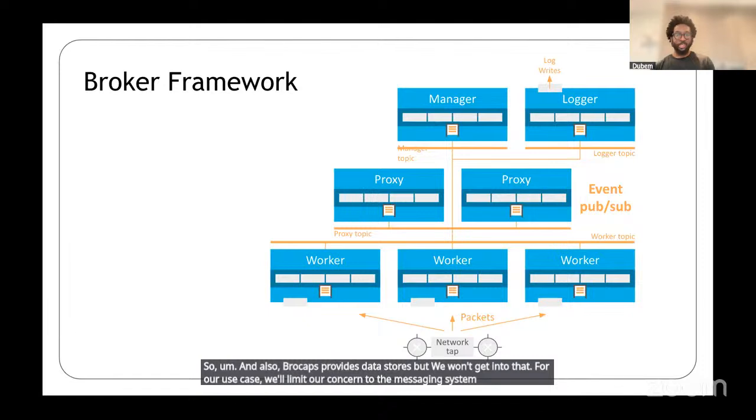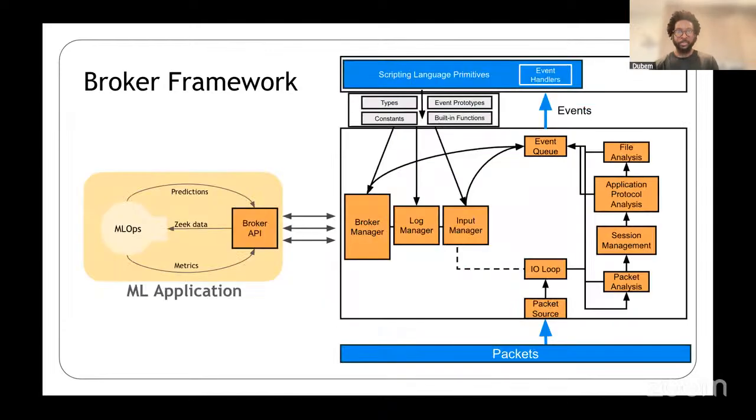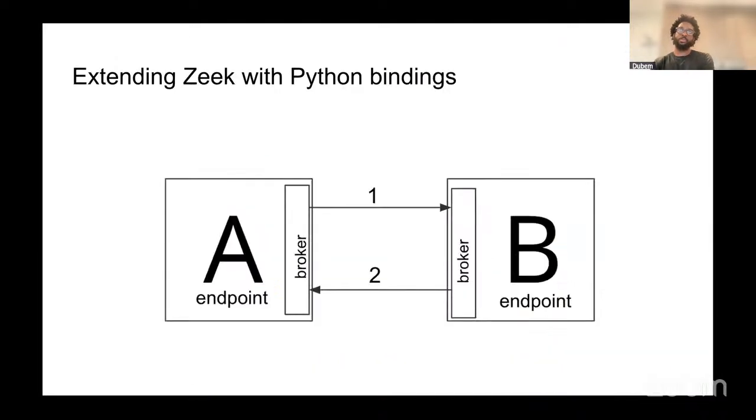The library itself uses CAF internally for connecting nodes and exchanging data. But on top of that, Broker introduces a topic-based publish subscribe model. So what we have with Broker is the ability to send data and events back and forth between our non-Zeek process and ML inference application and the Zeek scripting layer. So, more detail.